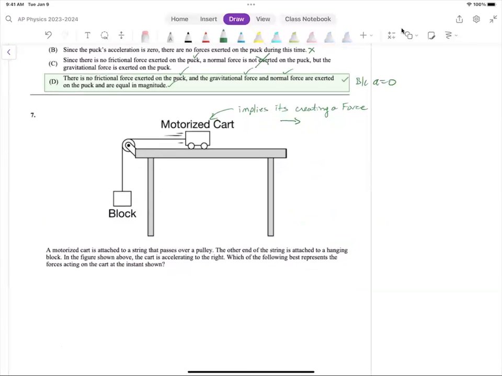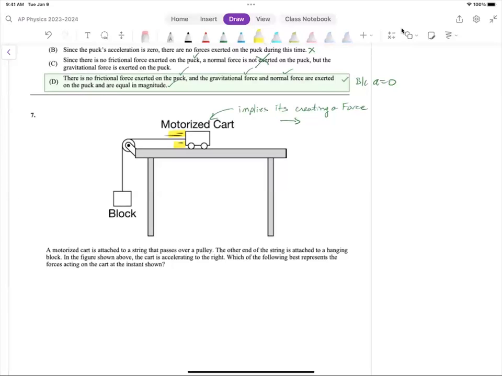There is a motorized cart, and you can tell that he's got his little trails, whatever you want to call that, and it's moving to the right. The motor is causing a force on that cart to be to the right. It's creating a force. That's an external force. It's actually caused by the friction between the table and the wheels, but okay.